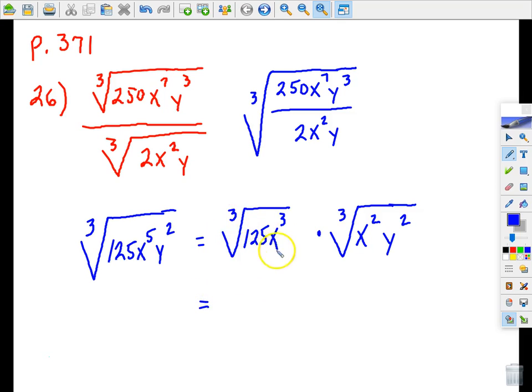All right, so let's simplify this left radical. The cube root of 125 is 5. The cube root of x cubed is x. And then that's going to be multiplied by this other radical, the cube root of x squared y squared. So that is your answer for number 26 on your homework.